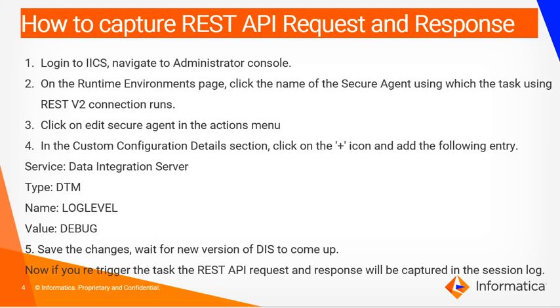Once the secure agent page gets loaded, in the Custom Configuration Details section, click on the plus icon. Select the service as Data Integration Server, type as DTM, name as Log Level, and the value Debug. Once you add these entries, save the changes. Wait for the new version of Data Integration Server to come up. Once the new version of Data Integration Server is up, re-trigger the task. Now the REST API request and response will be captured in the session log of the task.